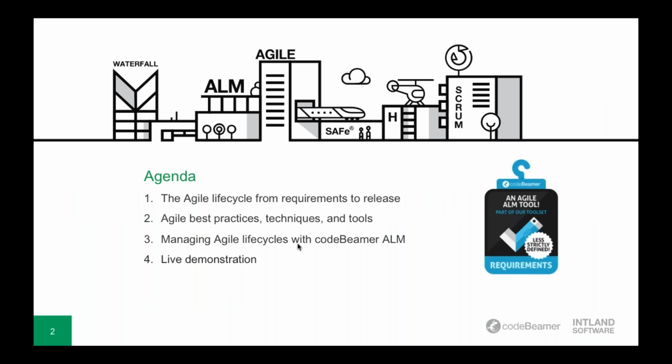What is on the agenda today? First of all, I'm going to be presenting the Agile lifecycle from requirements to release, and what that looks like. Then I'll talk about Agile best practices, techniques, and tools that you can use for the management of an Agile development process. And then we'll talk about how you can manage Agile life cycles with a next generation ALM tool like codeBeamer. That will obviously be followed by a live demonstration of codeBeamer ALM as well.